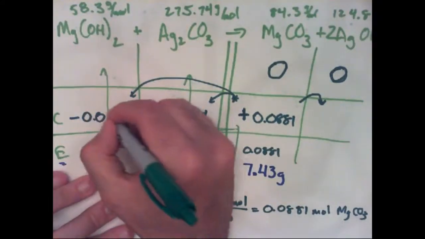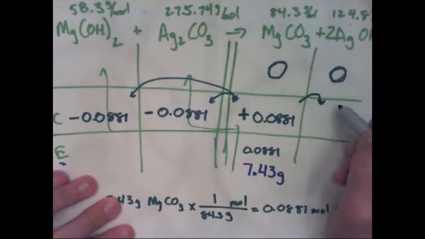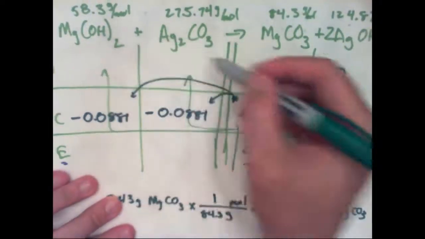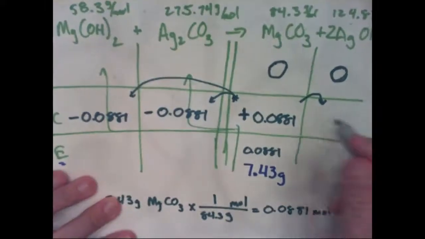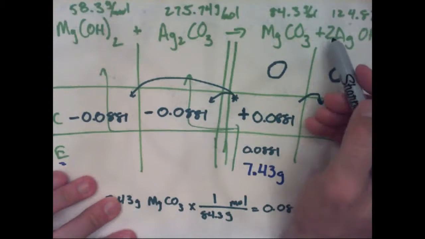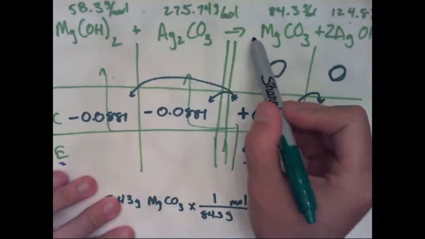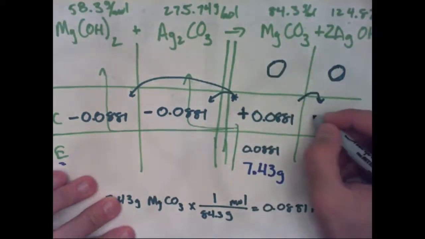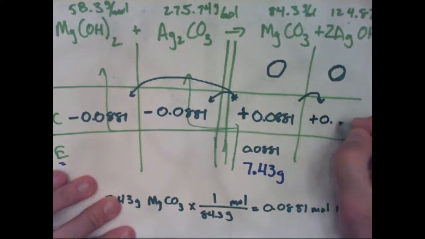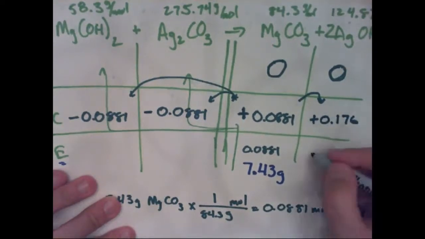This is 0.0881. Now, again, we don't need it in this case because we're just trying to get up to here, but I will add it for completeness. To go from here to here, it's a 1-to-2 ratio, so we would have to X-line it using the balanced chemical equation. That's a 1-to-2, so this is going to be twice as much, so it's going to be plus 0.176 moles.